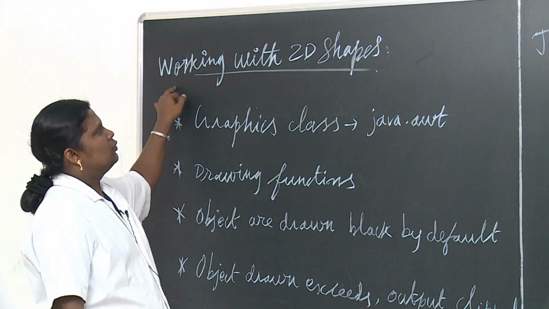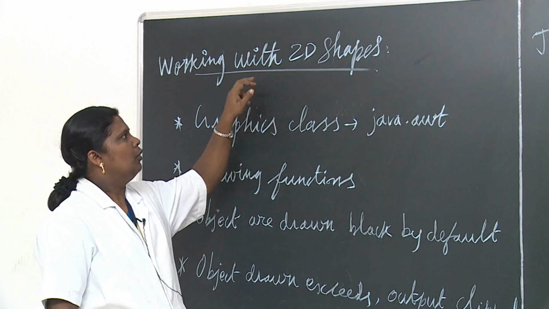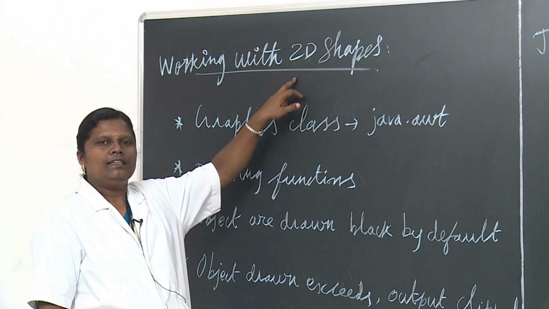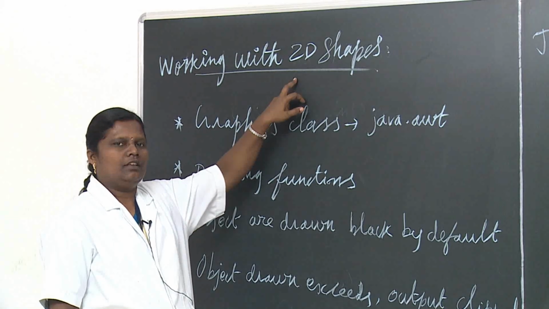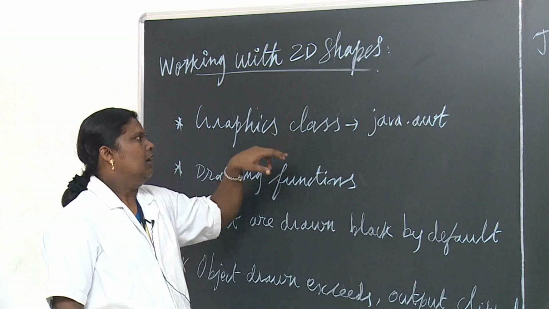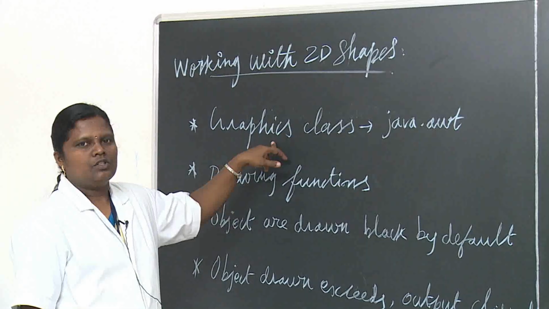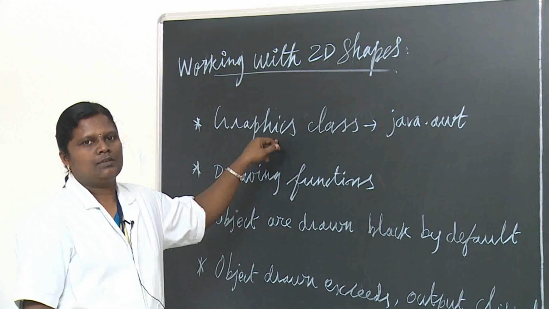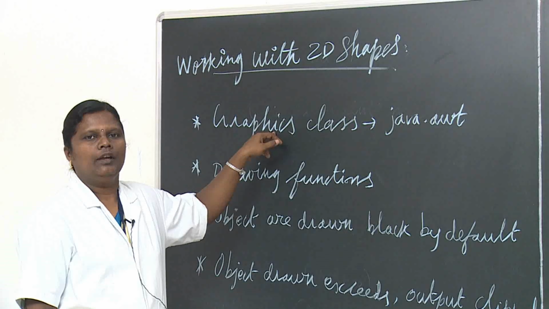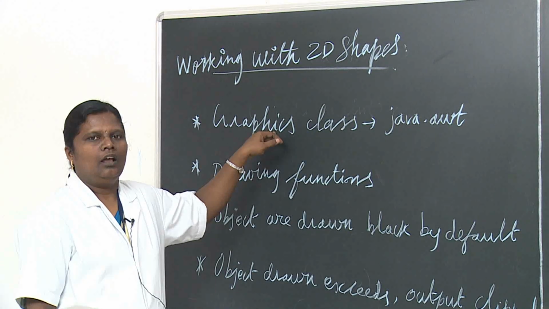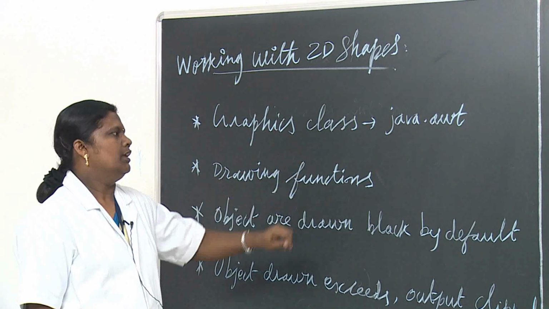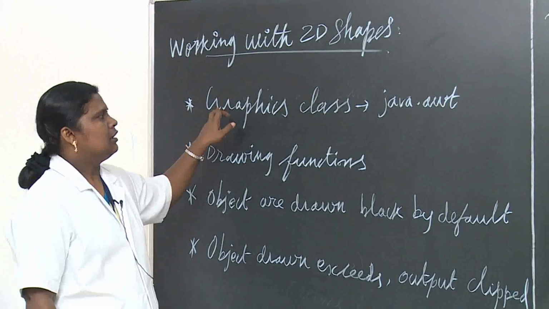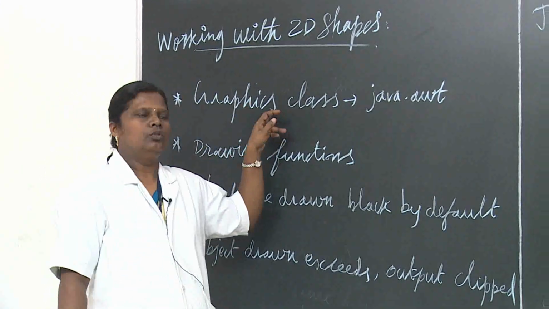This class starts with working with 2D shapes. So how do we draw 2D shapes by using the Graphics class? We are going to discuss the Graphics class, which is used to draw all the shapes like a line, point, arc, and any other 2D shapes. Initially, this Graphics class is used to draw the same.